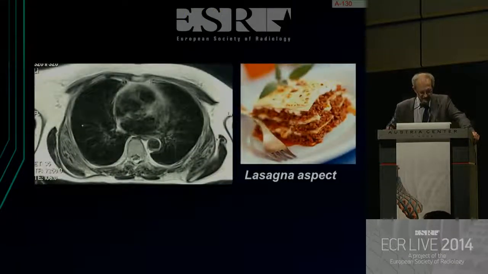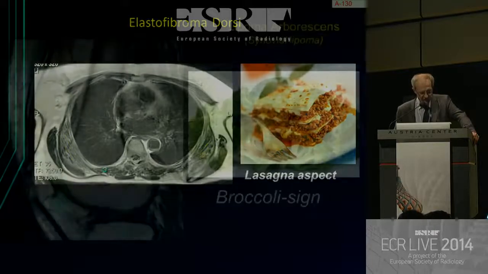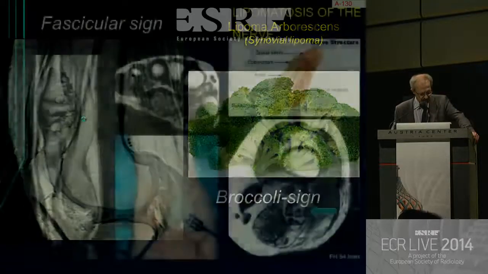And for the Italians, we have the lasagna aspect. Lasagna is present when you have some fatty strands, and in between these fatty strands, you see elastic tissue, and this is again the nice elastofibroma dorsi. And for the vegetarians, I have broccoli. So here you see a lipoma arborescens, and that is in fact a synovial lipoma. So that's the typical broccoli sign.